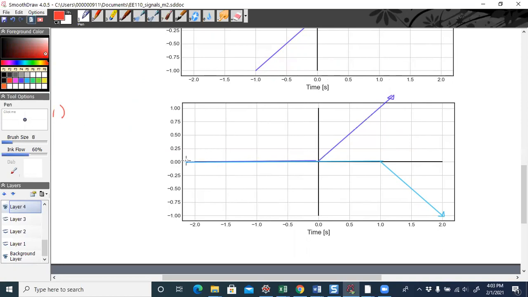All right, let's add them together. 0 plus 0, a slope of 1 plus 0 is 1. I mean, a slope of 1. But now the slopes are being canceled out. And so it flattens out.